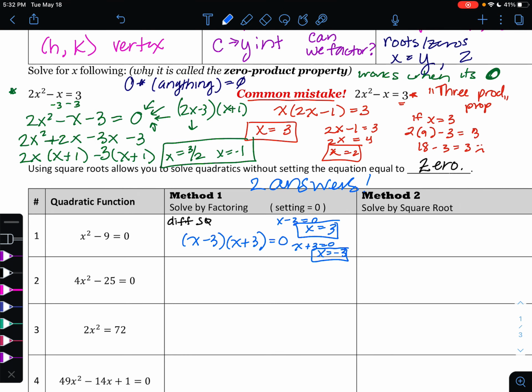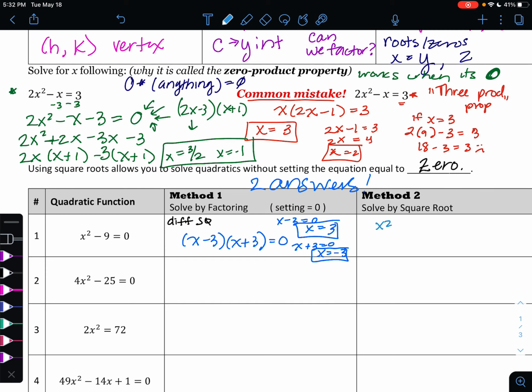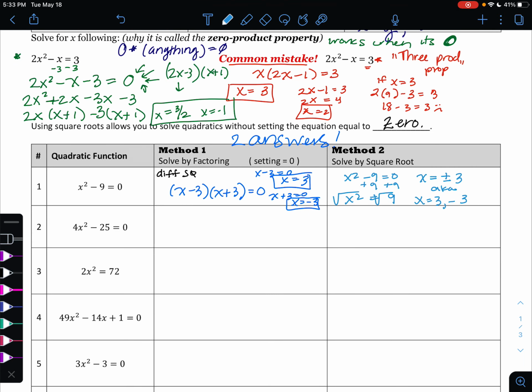Okay, solve by square root. Let's try this one. I've got x squared minus 9 equals 0. I am going to add 9 to both sides. Square root, x equals plus or minus 3, which is the same as saying x equals positive 3 and negative 3. I wrote 1 again. Okay, you get the same answer. You get the same 2 answers doing this.